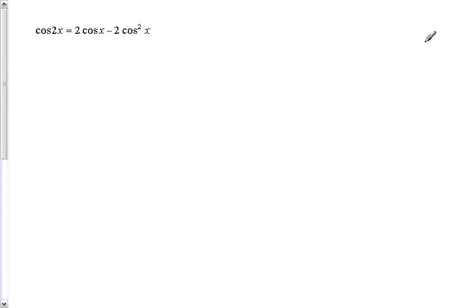Alright, let's take a look at this one. Cosine 2x equals 2 cosine x minus 2 cosine squared x. A lot of cosine in there, alright? We have lots and lots of things to do with this problem. This problem pretty much encompasses everything we've done up until this point.